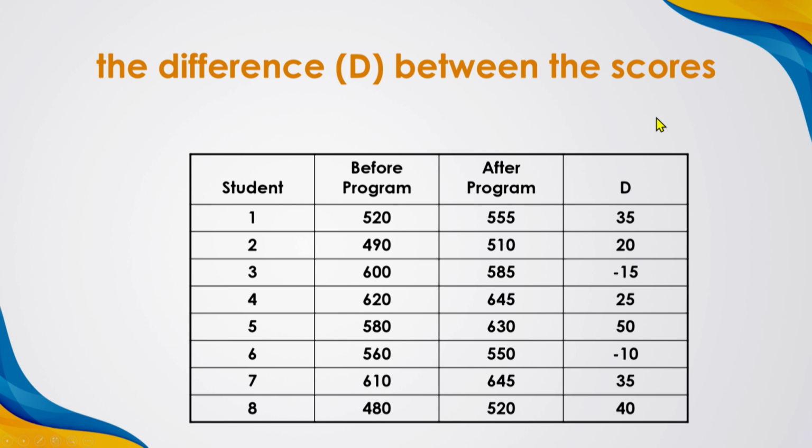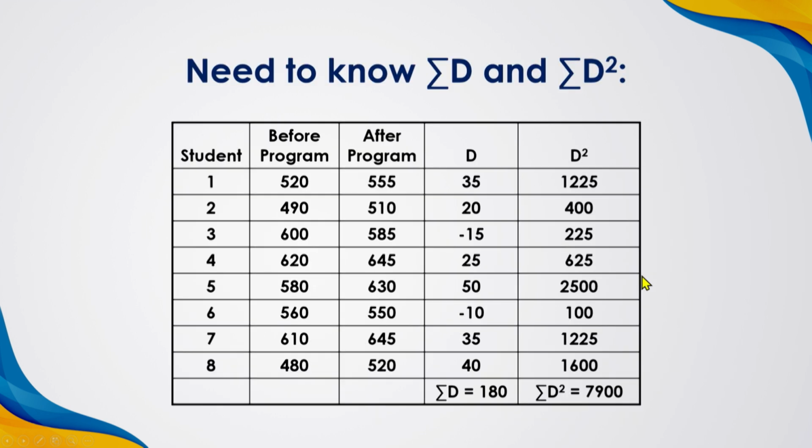So, if you calculate the difference column, it is the difference between the current score after the program and the previous score before the program. This is how you can calculate the difference. Now, we have to calculate the values of summation of d and summation of d square, something like the totals of d and d square.